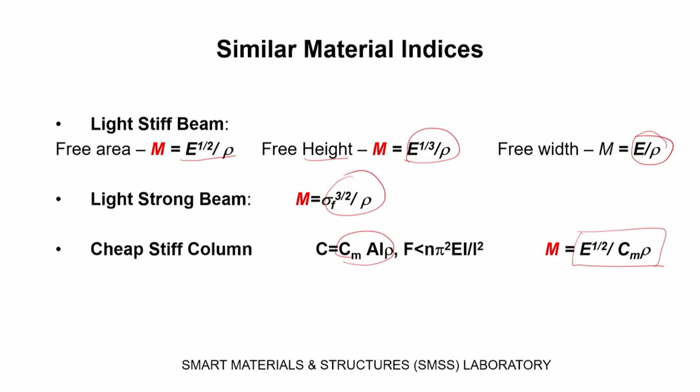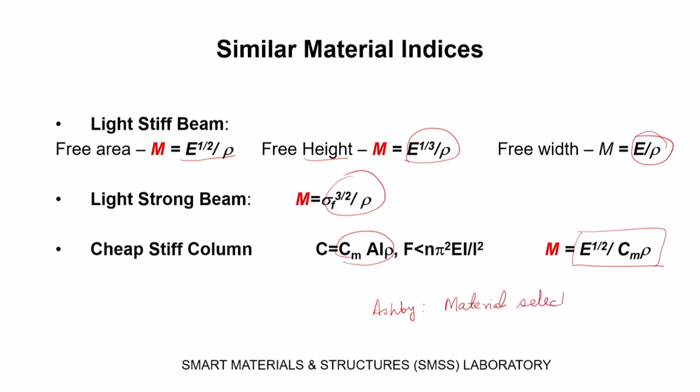So, you can actually find out similar material property index corresponding to every application, and we can actually use a book which is Ashby's book, Material Selection in Mechanical Design, very effectively. Okay.